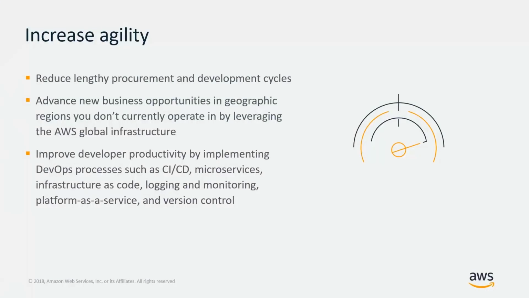Increasing agility. Well, never mind, reducing lengthy procurement and development cycles that I talked about earlier, but you can actually advance all your new business opportunities. You can actually branch out really quickly to the rest of the world, to all different regions and all that. So we provide you with this global infrastructure to actually go ahead and sprout out to any corner of the world that you need to, and extend your business over there.